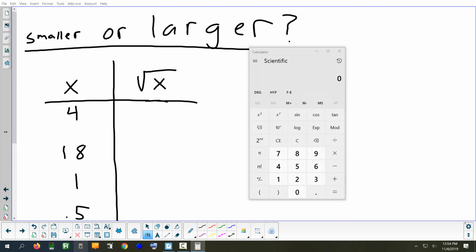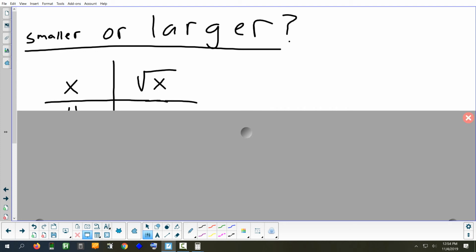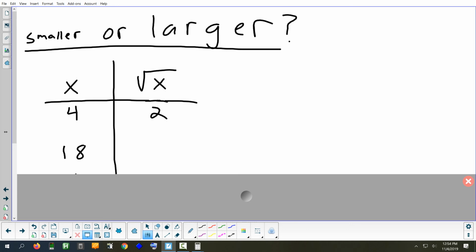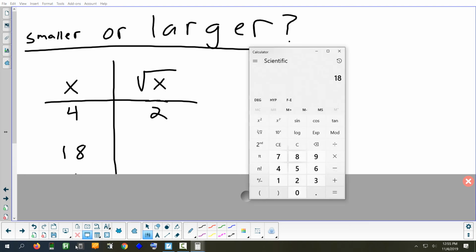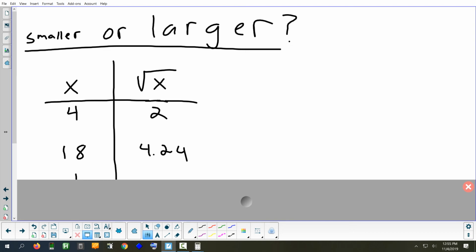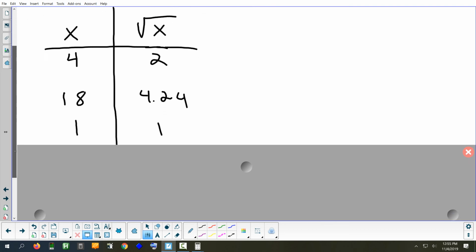So, let's look at this. When you take the square root of a number, what's your first thought? Does it get smaller or larger? Smaller. Okay, let's try a couple. On the left, I've got a number; on the right, we'll do the square root. Square root of 4 is 2, it got smaller. Square root of 18, between what and what? 4 and 5. Yes, somewhere between 4 and 5. What is it exactly? 4.24. Okay, got smaller. How about the square root of 1? 1. Didn't get smaller. So that's the first one we've done that didn't get smaller.